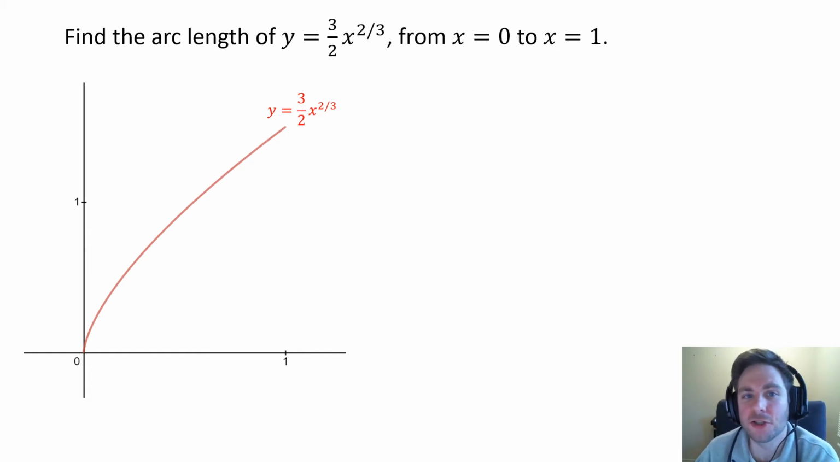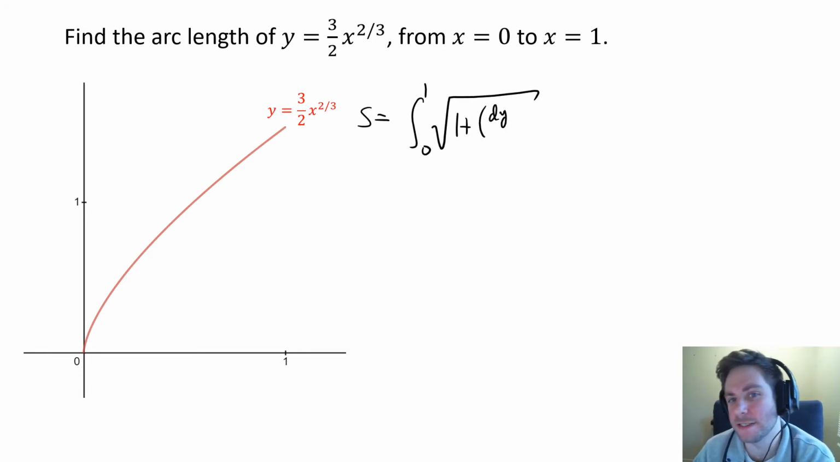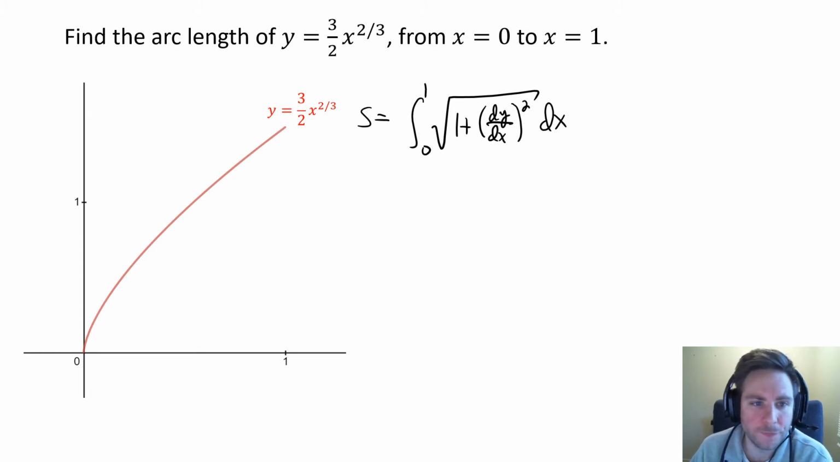Okay, so let's try to actually use this formula to calculate the length of a curve. The question tells us that this curve extends from x equals 0 to x equals 1, so we're going to use those as our values of a and b. And now we need to figure out the formula for dy over dx.